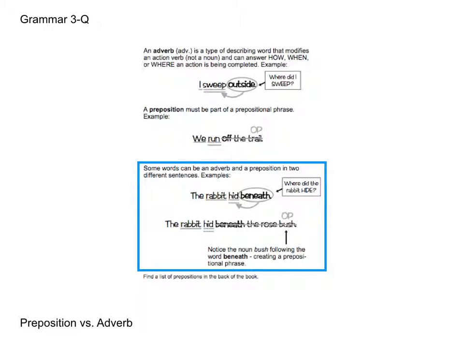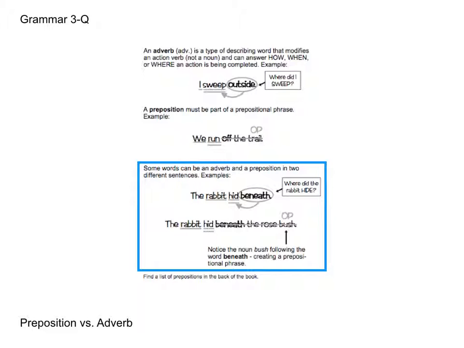Notice that when you have a word that can be an adverb or a preposition, there are two ways to go about it. One, you can identify it as an adverb by seeing if it's describing the action of the verb. The rabbit hid beneath, beneath being the adverb describing where the action is occurring, or it could be used in a phrase. The rabbit hid beneath the rose bush. Beneath being a preposition that begins the phrase beneath the rose bush.